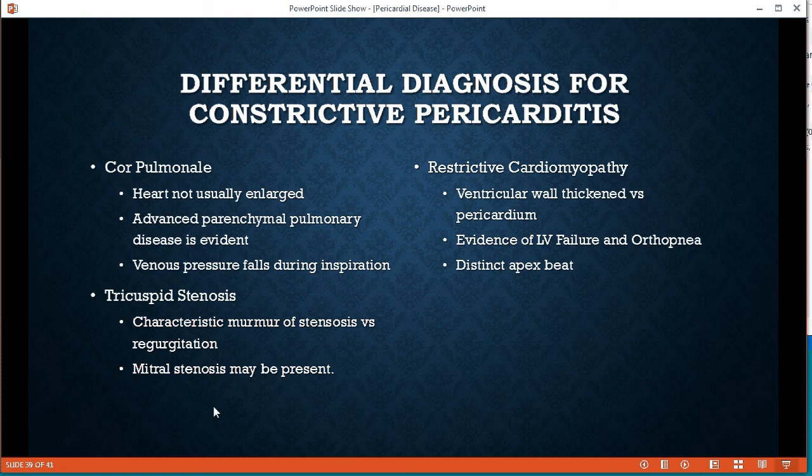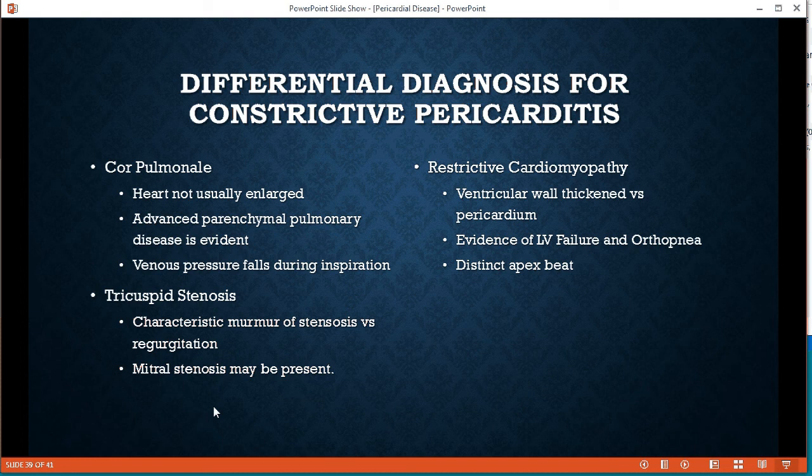An echocardiogram may be able to delineate whether you have a stenotic tricuspid valve that you can't get flow through, versus it being a constrictive pericarditis. One other thing you'll notice is that you'll have a diastolic murmur at the tricuspid valve area, which is usually about your fourth intercostal space, left sternal border, third or fourth.